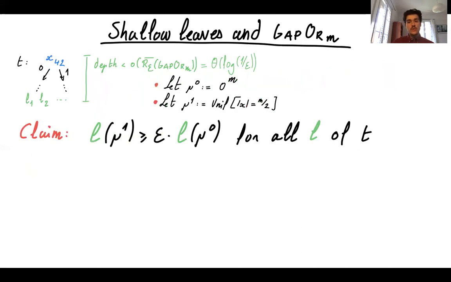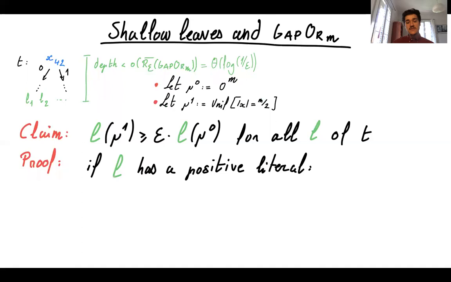Okay, so we will break this into two cases. As a first case, we take a leaf which has somehow a positive literal. Recall that the leaf is simply a conjunction of literals. So now let us think that there is at least one positive literal. Maybe the leaf is looking at x42 and asking it to be 1. Well, it's easy. For such a leaf, you would have probability 0 of arriving at that leaf if you came from mu0, right? Because mu0 has only zeros in its input.